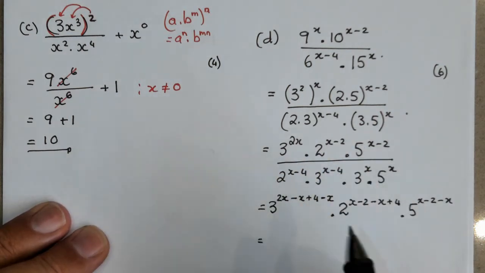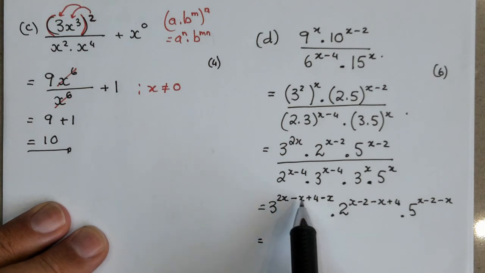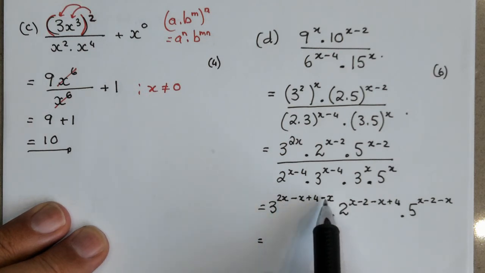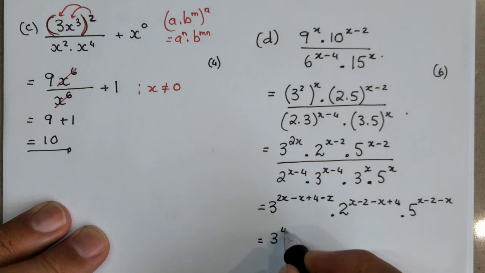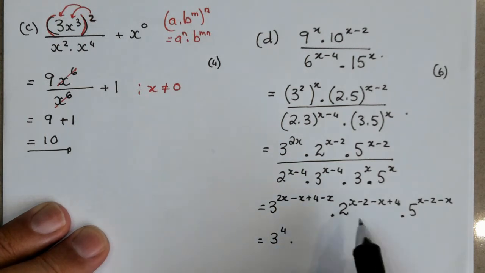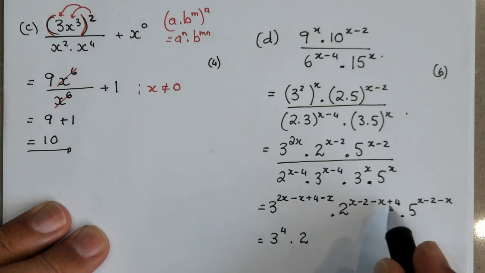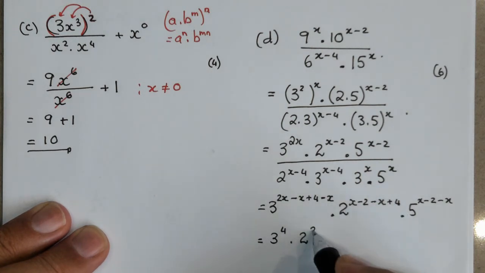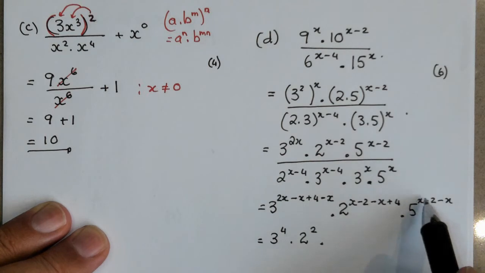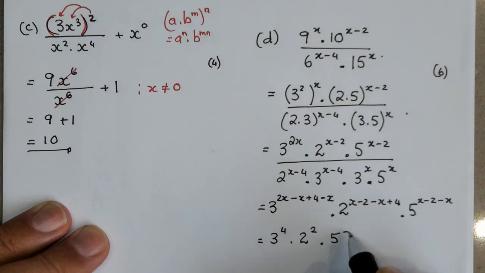Okay, so let's see. 2x minus x is x minus another x. The x's are gone. I have 3 to the power of 4. The next one, x minus x is gone. I have 2 to the power of 4 minus 2 is 2 to the power 2. Here the x's go, and I have 5 to the minus 2.